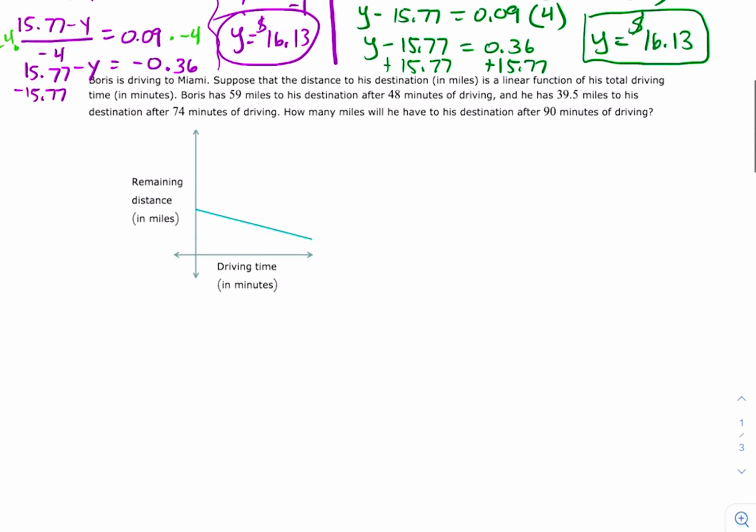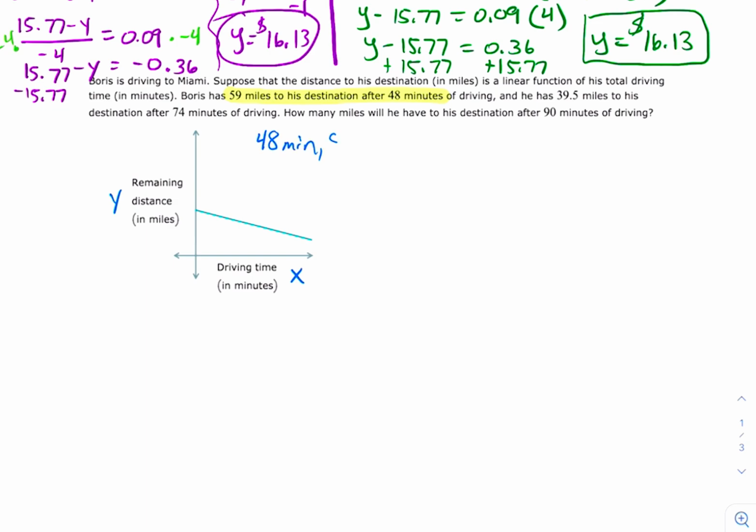So go ahead and pause the video, read through the next problem, and see if you can set it up to solve. Okay. Now, as we are looking at this, my driving time in minutes is my x values. Distance in miles is y. So as they are giving me my numbers, we have 59 miles after 48 minutes. So the point for that is going to be 48 minutes and 59 miles.